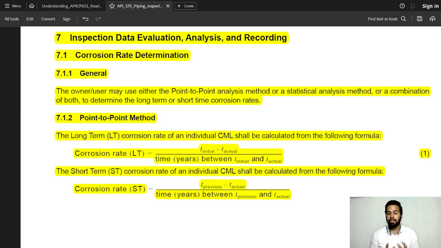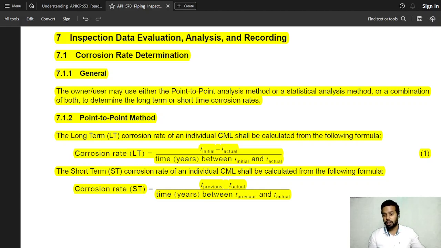So section 7, inspection, data evaluation, analysis and recording. Section 7 of API 570 code is more focused on how you are going to identify and how you are going to understand whatever data that you have received after the inspection has been done.